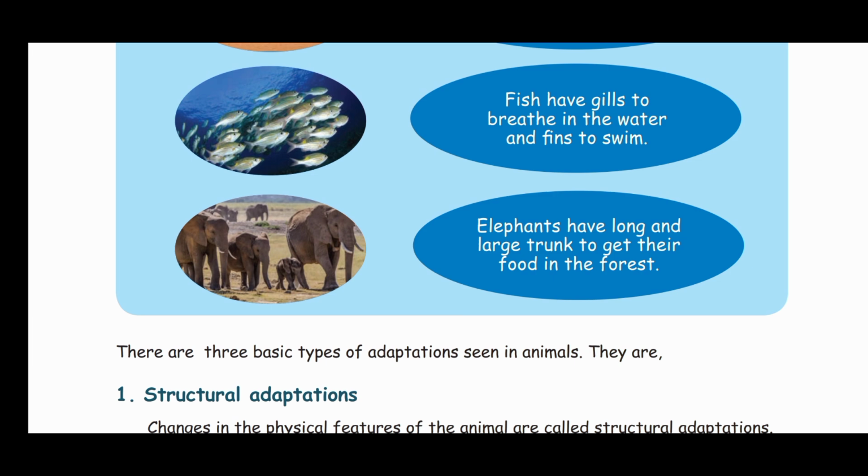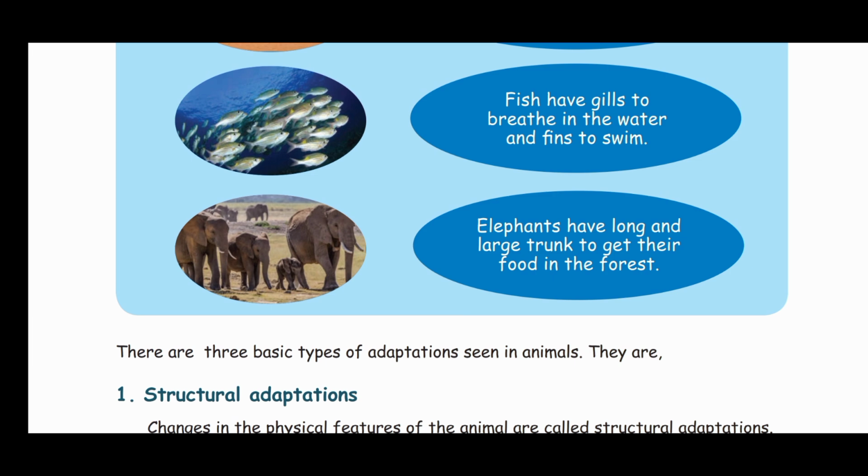Fish have gills to breathe in the water and fins to swim. So it is a unique character of fish. They breathe through gills. We human beings breathe through our nose. And fins means small wing-like structures which are used for them to swim in water.